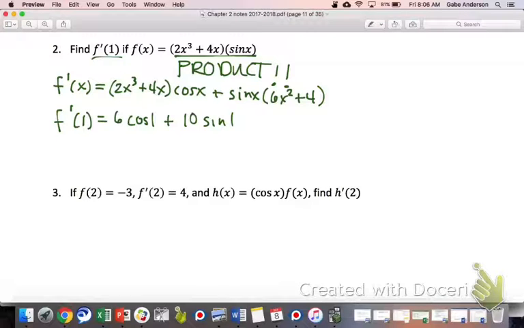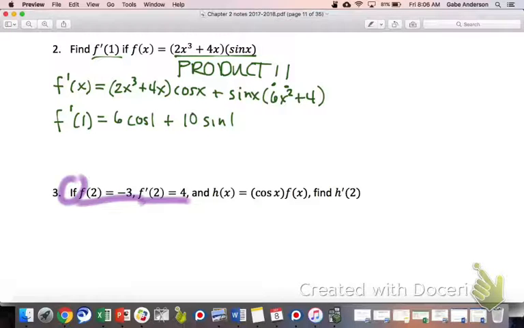So there's a lot of stuff. I mean, you look at this, notice this first word, if. If f of 2 equals negative 3, and if f prime of 2 equals 4, in either of those statements, is there an imperative telling you what you're supposed to do?